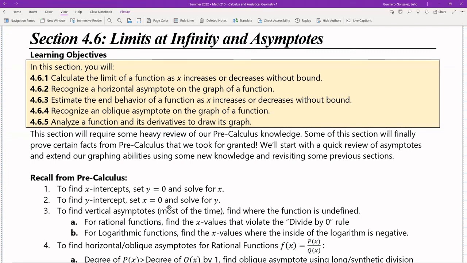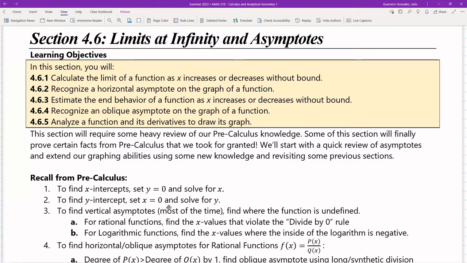Hello, everybody. This is the lecture for section 4.6, limits at infinity and asymptotes. So we're going to take a step back really quick. We're going to go back to limits. This section does have derivatives, but we're going to be using them for something else a little later. We're going to start being able to graph functions without using a graphing calculator, using all the calculus that we've learned up to now, okay?